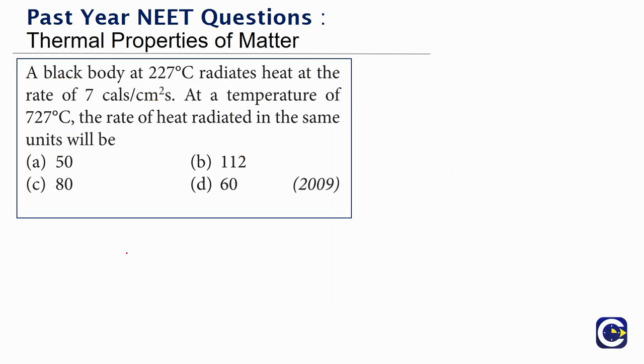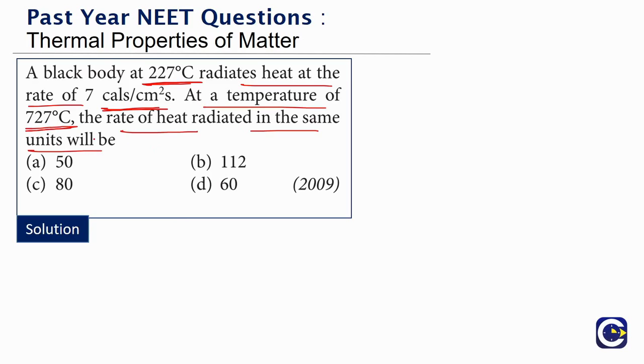Next we have another question based on radiation. A black body at 227 degrees Celsius radiates heat at a rate of 7 calories per centimeter square per second. At a temperature of 727 degrees Celsius, what is the rate of heat radiated in the same units?